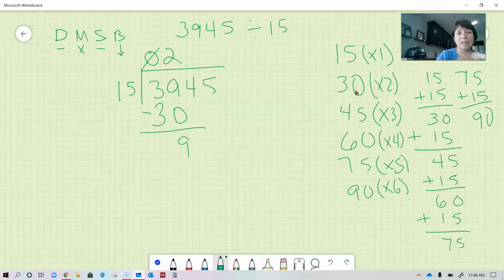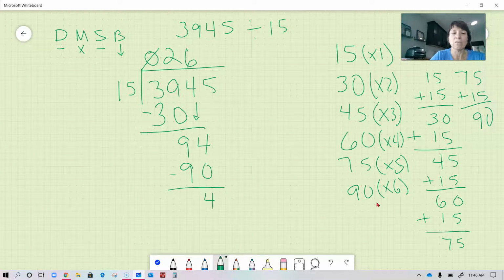And so we do the next thing, which is our bring down, and we've got 94. So again, we go over to our list here and find the number that's closest to 94 without going over. And I think it's 90, and I think it's pretty safe to say this one. So we say that 15 will go into 94 6 times, and we know from our list over here that 6 times 15 is 90, and so now we're ready to subtract. 94 minus 90 brings us 4 left over.